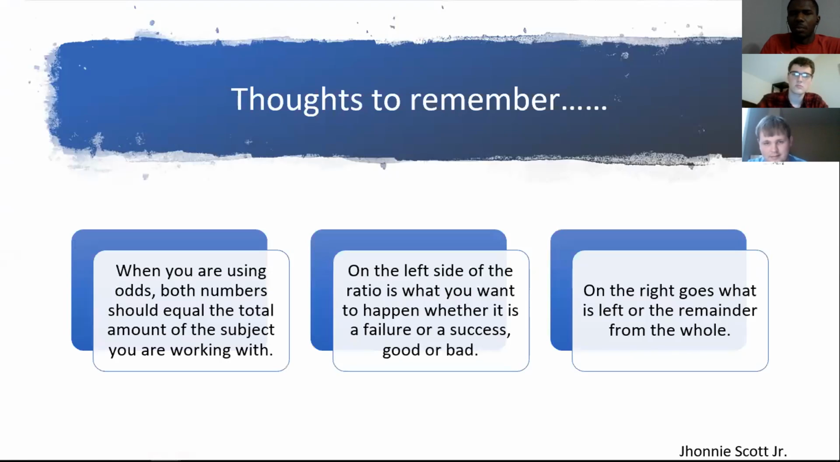These are different things to remember that I believe would help you out a lot. When you're using odds, remember that both numbers should equal the total amount of the subject that you're working with. Now you may think, hey, how does this make sense right now? But remember these, because as I show you different examples, you will see how they all work out. But essentially, if you remember when Jared was talking, he had the fractions and everything like that.